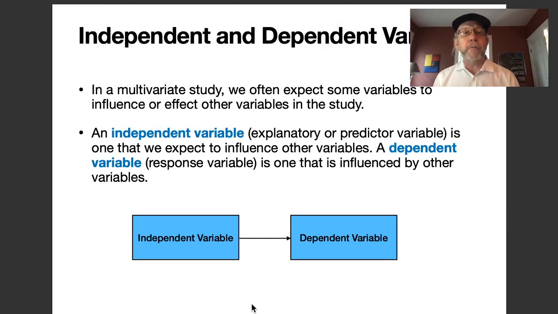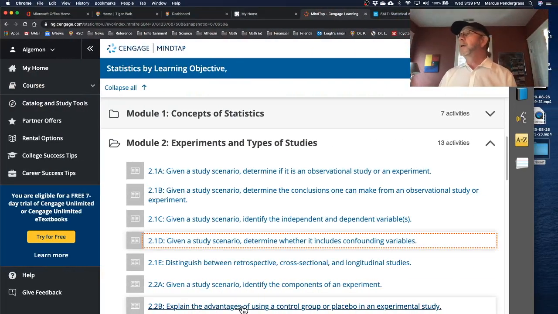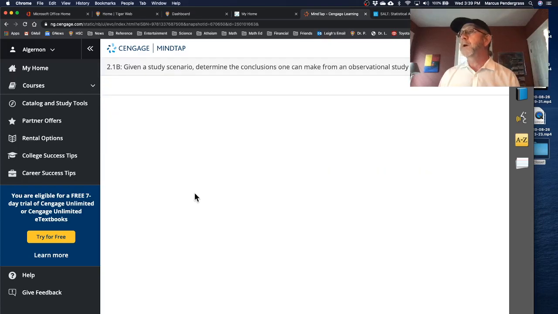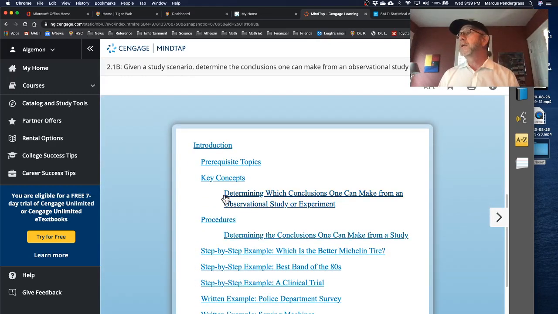Actually, let me stop here for a second before we jump into independent and dependent variables and jump to the ebook to see if we can look at some examples about the concepts we've just discussed. What we're looking at here is section 2.1b, determine the conclusions that one can make from observational studies or experiments. So let's pop that open and look at the contents.